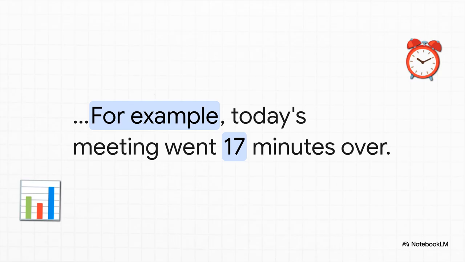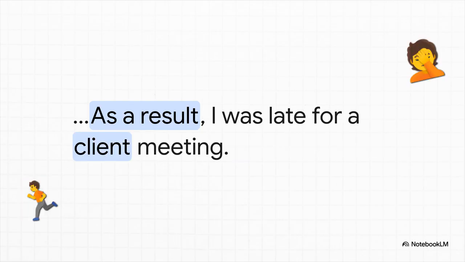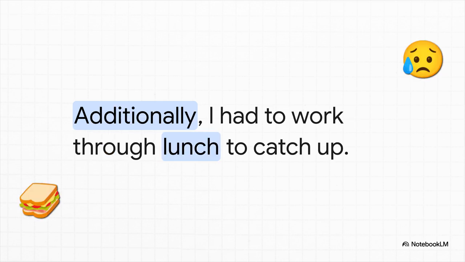It has a number. But so what? Why does that 17 minutes even matter? We need to show the consequences, so let's build a cause and effect bridge. "As a result, I was late for a client meeting." Okay, now we're talking. Now this argument has real-world stakes. And hey, why stop there? Let's add one more layer just to show the full impact. We'll use an addition word to stack on another consequence. "Additionally, I had to work through lunch to catch up."